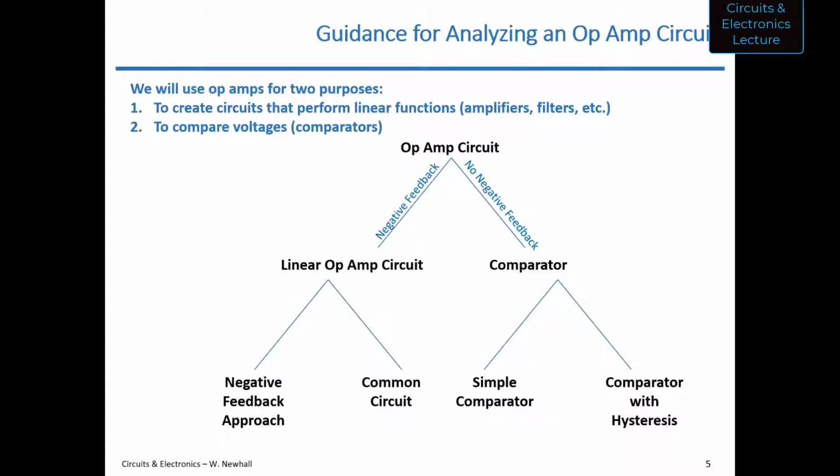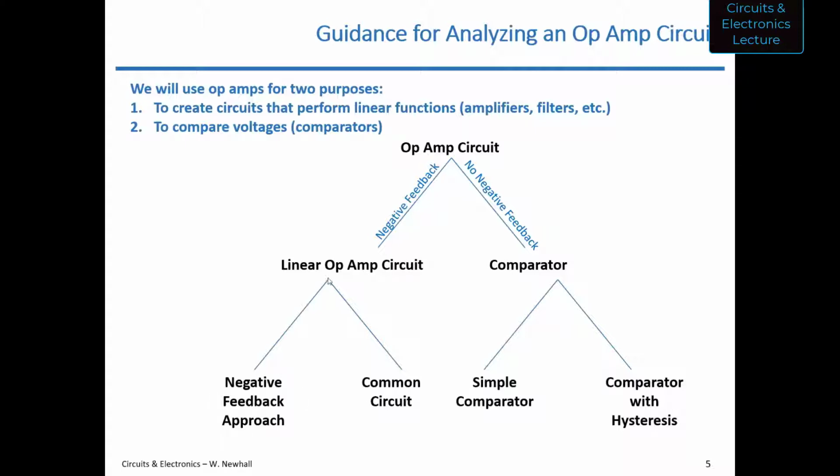So I have up on the screen right now the decision tree for analyzing op-amp circuits. I went through this last time, and we did an example going down the left side of this tree, but I wanted to bring this up so that I could show you. We use op-amps for two purposes: to create circuits that perform linear functions and to compare voltages. Last time we talked about negative feedback and how that creates a linear op-amp circuit. And then we went to the left side of this tree and talked about the negative feedback approach. I'm going to work another problem like this today.